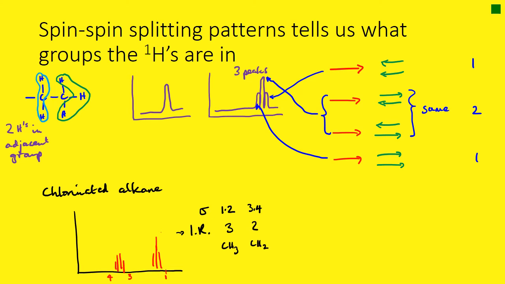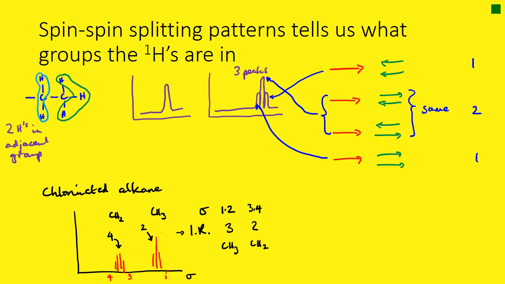given the fact that we've got 3 hydrogens in one environment and 2 hydrogens in the other environment. If we now have a look at the splitting pattern, we've got 4 peaks here, which means the neighbouring group has got 3 hydrogens, and we've got 3 peaks here, which means the neighbouring group has got 2 hydrogens. So this peak here is going to be our CH3 group, and this peak here is going to be our CH2 group.